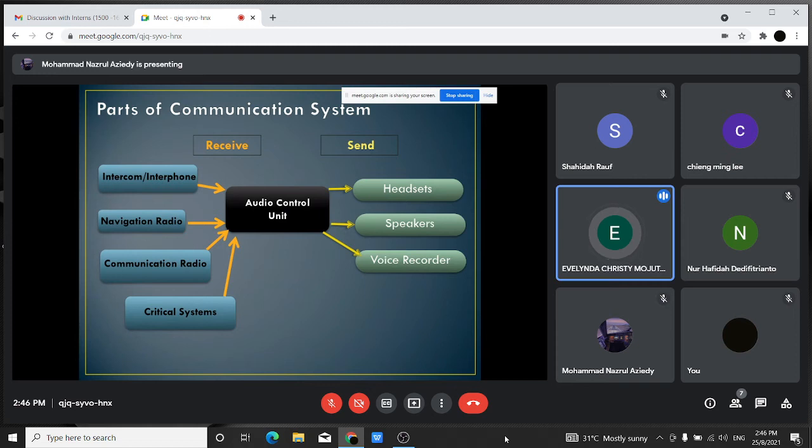The control unit receives information from different sources, such as from the intercom that is used for internal communication. It receives audio information from the communication or navigation radio systems. It may also be linked to some critical aircraft systems in order to trigger onboard alerts. After processing the received data, the voice is sent to speakers or headsets for the crew members. This unit will also send all the audio data to the cockpit voice recorder, which will record all this information.